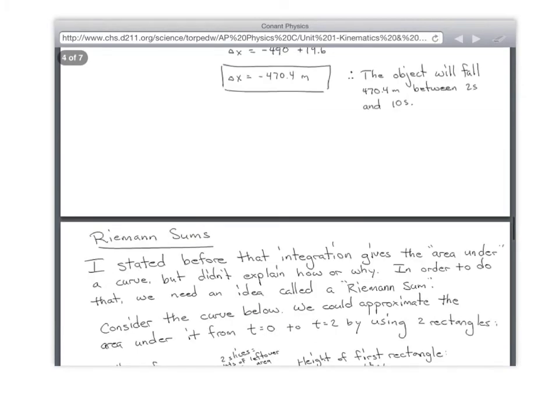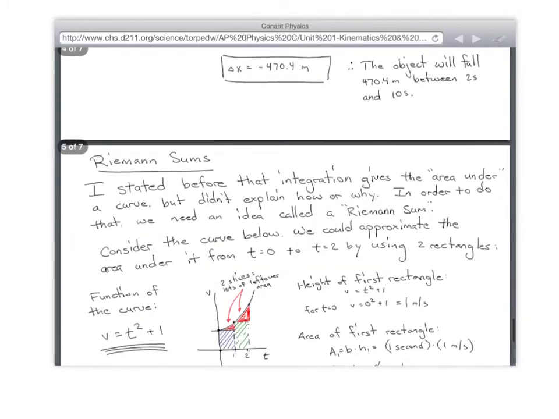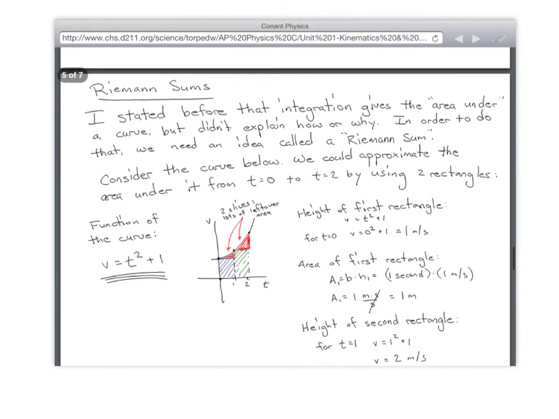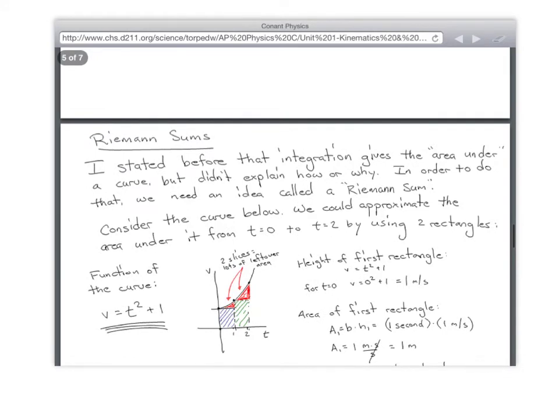I said before, I briefly explained that integration gives you area under the curve, but we're really going to go into why. Okay, let's say I gave you a function, t squared plus 1. What shape is it? Parabola. It's a parabola. Smiley or frowny? Smiley. Smiley, right? Because it's a positive parabola.